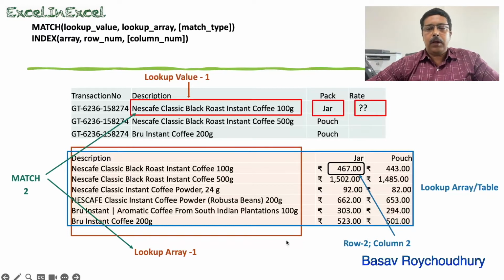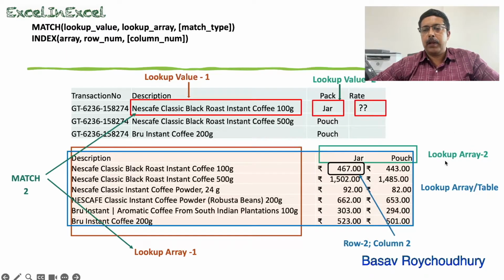So now I have found the row number. As you can see, row number 2 has already been discovered. Now the question is to find the column number, which I also need as 2. So I will now look at lookup value 2, and I am looking at lookup array 2. In lookup array 2, as you can see, I have only considered this row. I could have also included the description in this lookup array 2, but in this case I didn't.